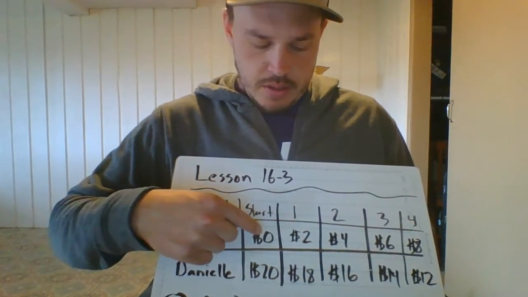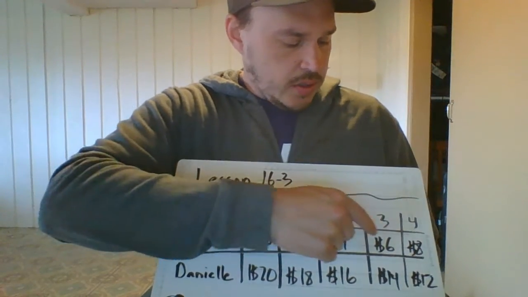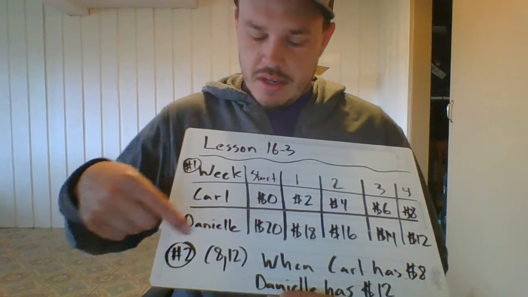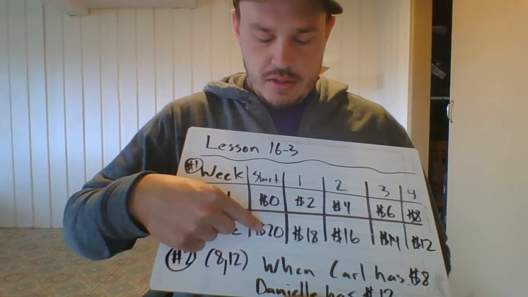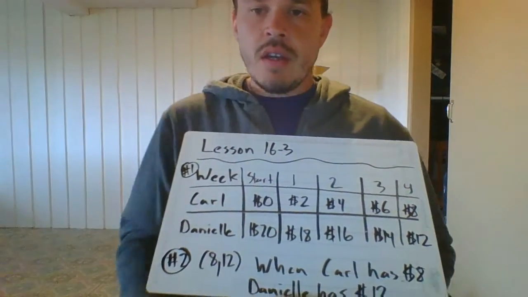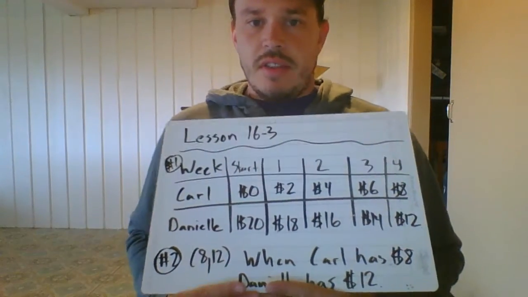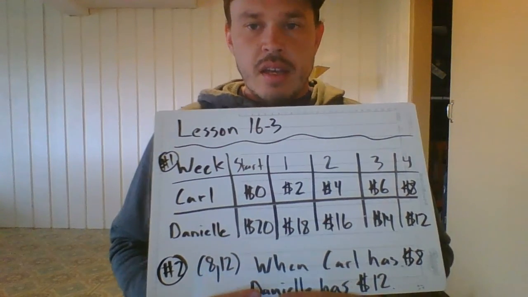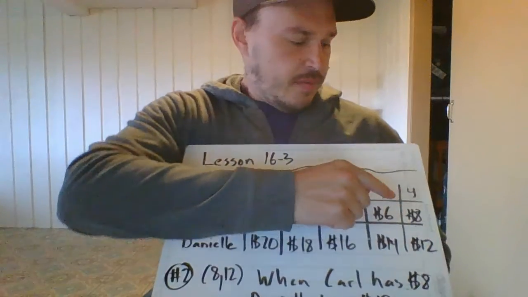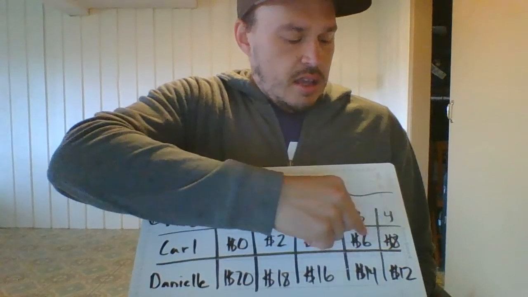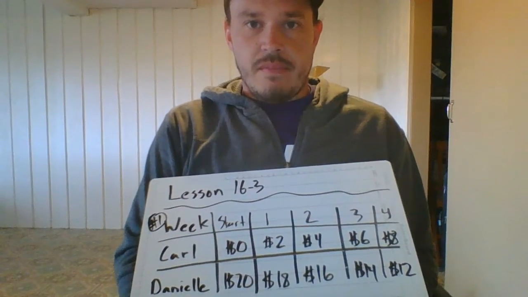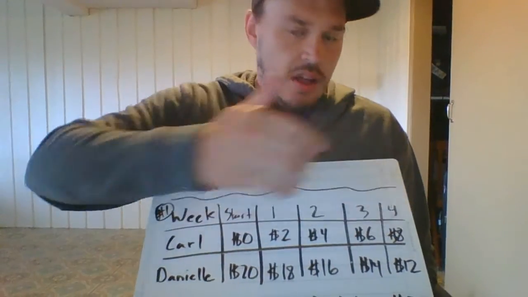So we have Carl, $0, $2, $4, $6, $8, going up $2 every week. And then Danielle, starting at $20, $18, $16, $14, $12. Something I talk about in class a lot with this is extending the graph. Now, week 5 is not located on here, but if I had week 5, if it went from 6 to 8, think Carl, what would he be for week 5? 8 plus 2, he'd be $10.